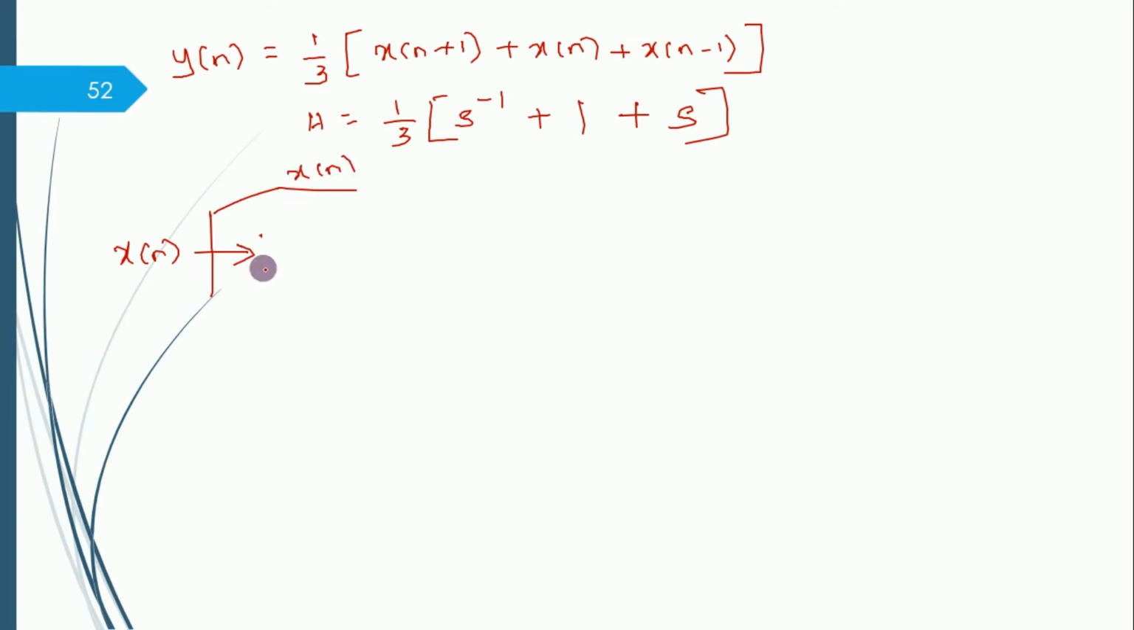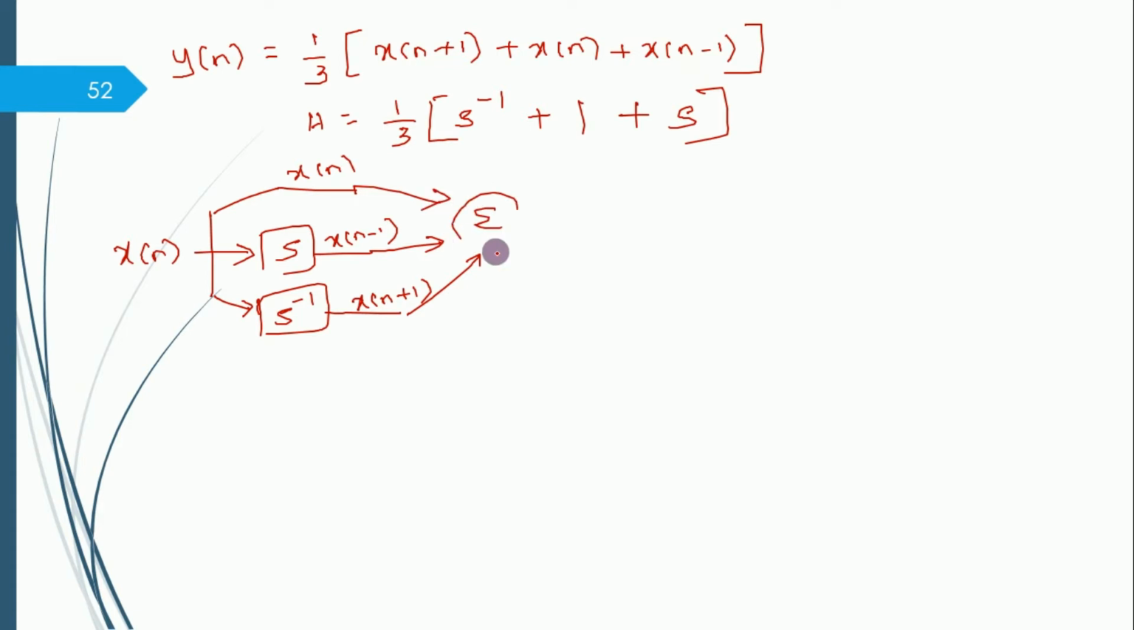This is x of n. I shift it one time. This is x of n minus 1. I shift it one more time. So in this case, I cannot cascade it, or cascading does not result in any fruitful things. So I sum it. Once I sum it, I scale it by 1 by 3. It will result in y of n.